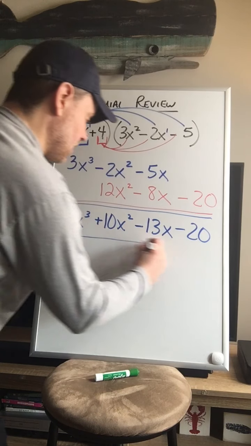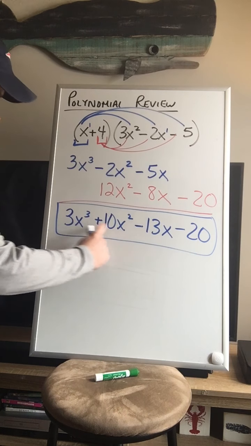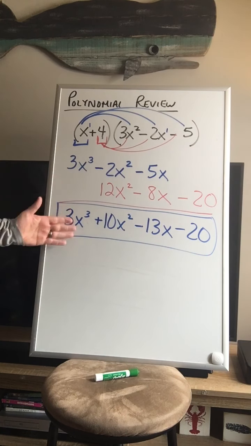So this is my final answer after I multiply and then I combine the like terms. But again, this is my final answer. I cannot combine anything more. I can't combine this x to the third with the x to the second. I can't combine anything more. So I'm left with another cubic polynomial as my final answer.